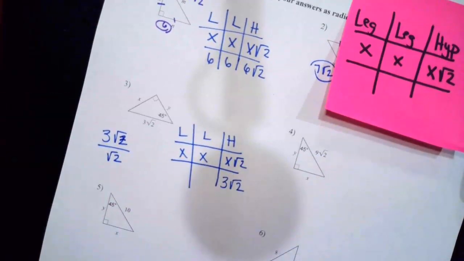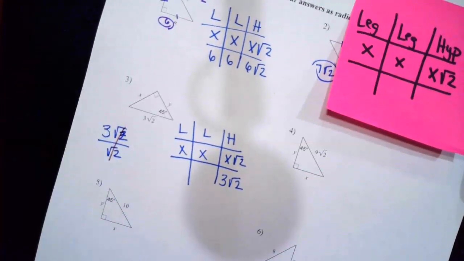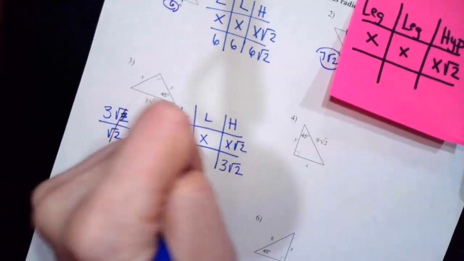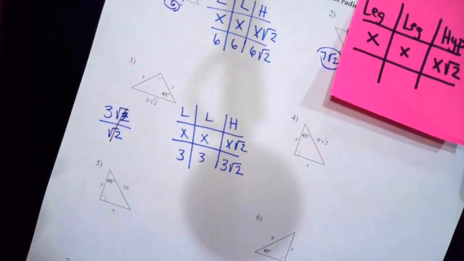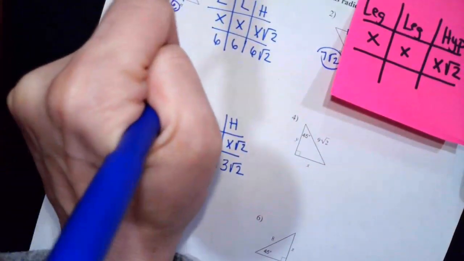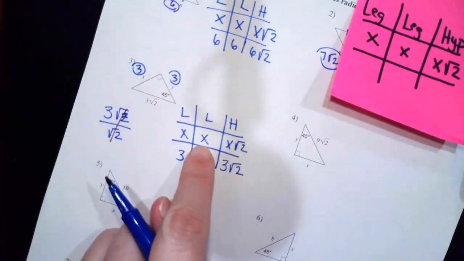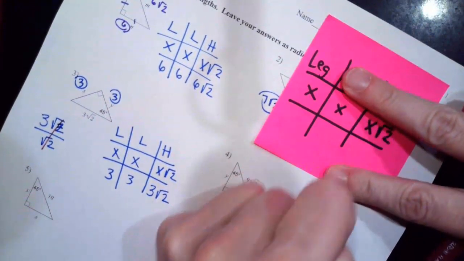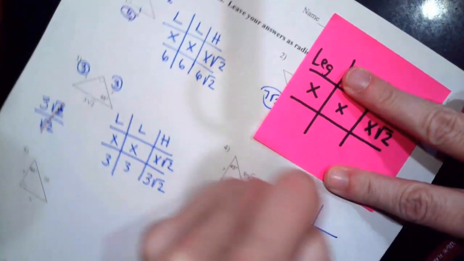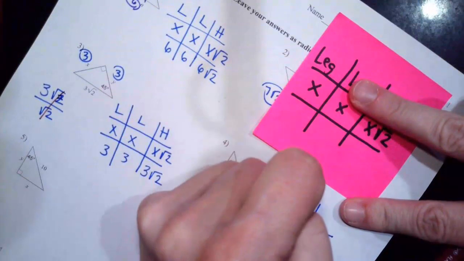And conveniently, they cancel out. And what are you left with? You're left with just a 3. So that means that both of the legs are 3. So if the radical 2 disappears, you're dividing by it. All right, another one over here where they give you the hypotenuse, and conveniently it has a radical 2 involved.